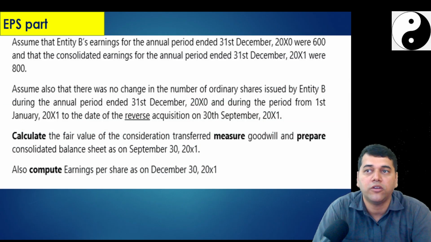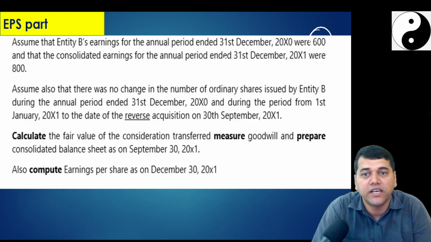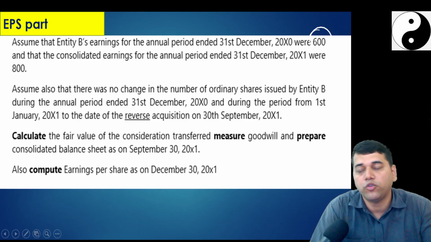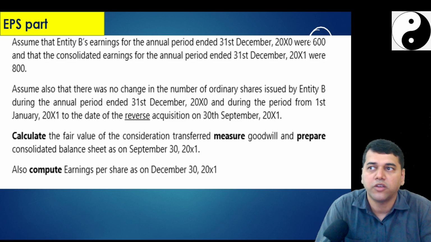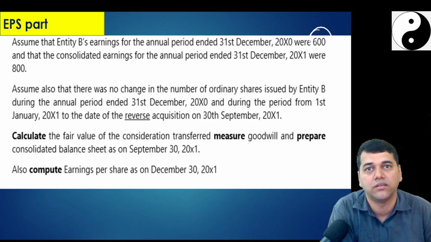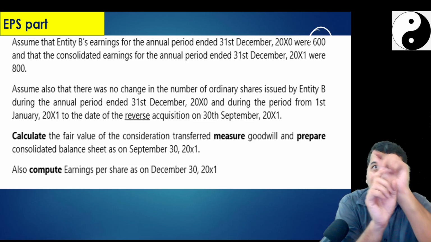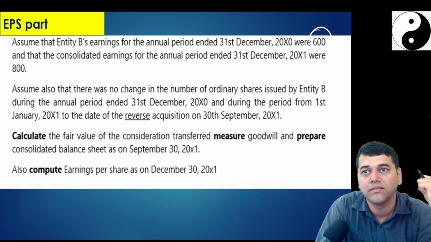Okay, now let us discuss the EPS part. They said, assume entity B's earnings last year were 600 and consolidated earnings for this year are 800. Now why did they give me B's? They should have given me A's, no? Because when you have consolidated, who is A here? A is nothing but B only. A is only a name in the balance sheet, but the values of the balance sheet should come from B.